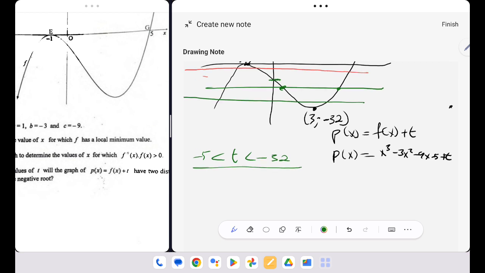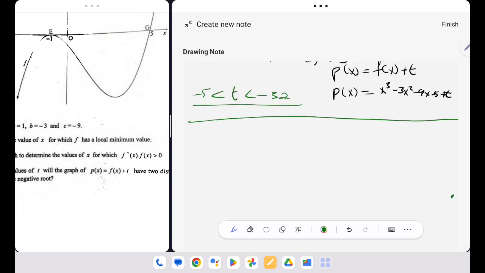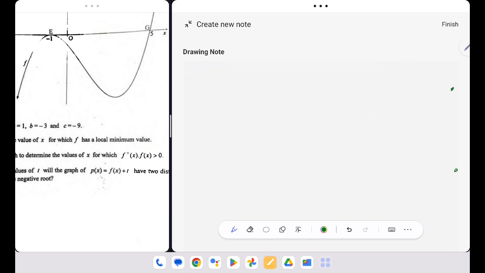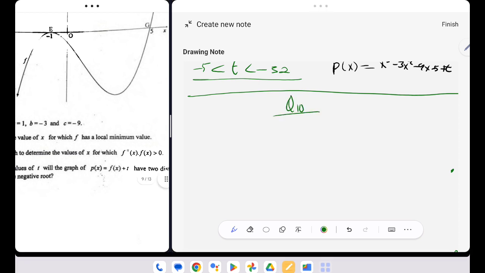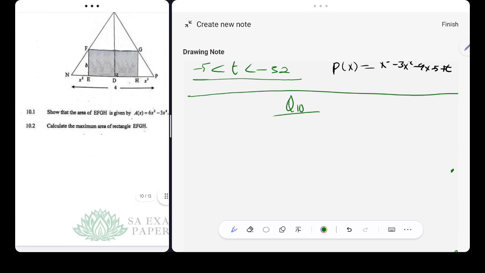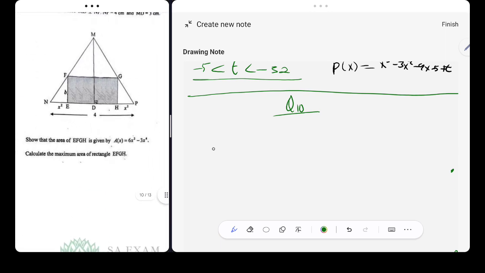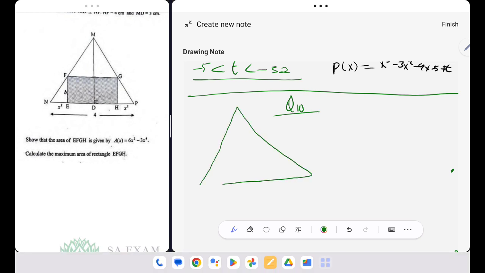Now let's move to question 10. Question 10, we are given a figure there. Excuse my drawing. No. This is not giving congruent triangles.